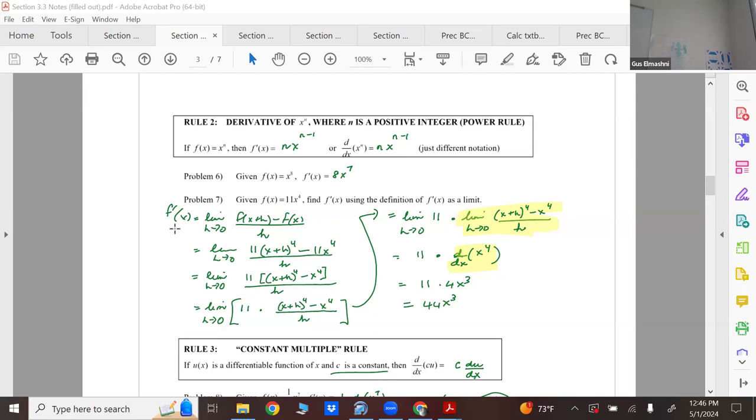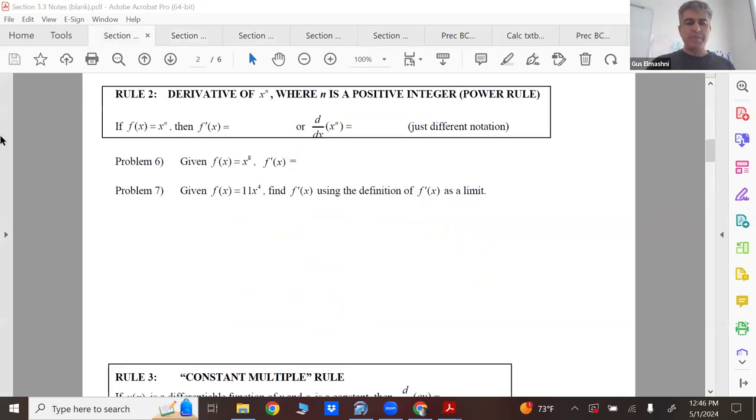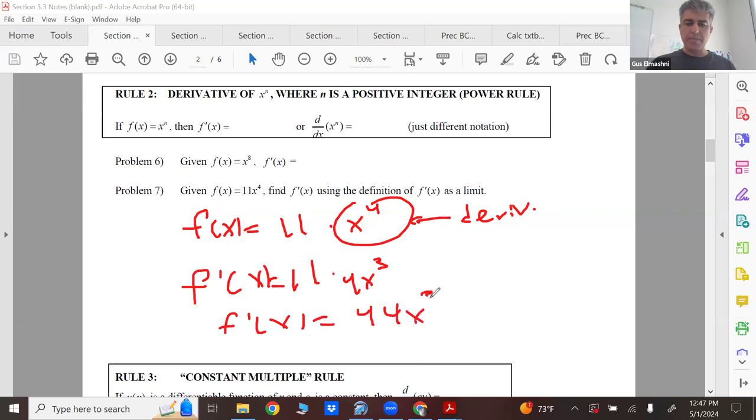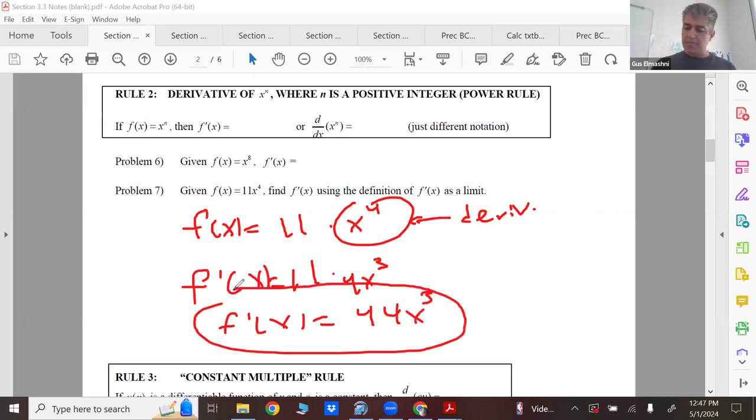So the point being is that when you have a constant, you can push it off to the side. So here's what you could probably write in the notes. f of x equals 11 times x to the 4. When you take that derivative, it's 4x cubed. And so f prime of x is 44x cubed. Done. That's it.